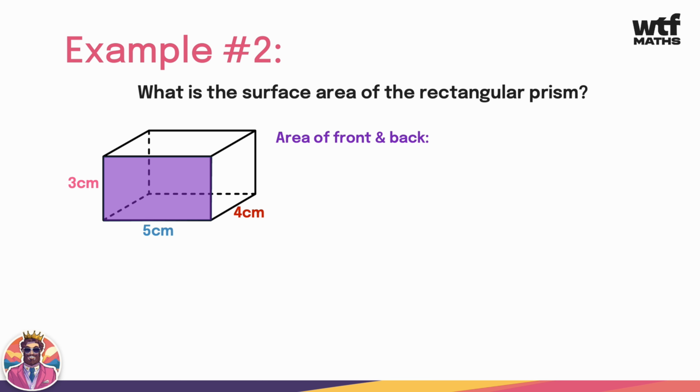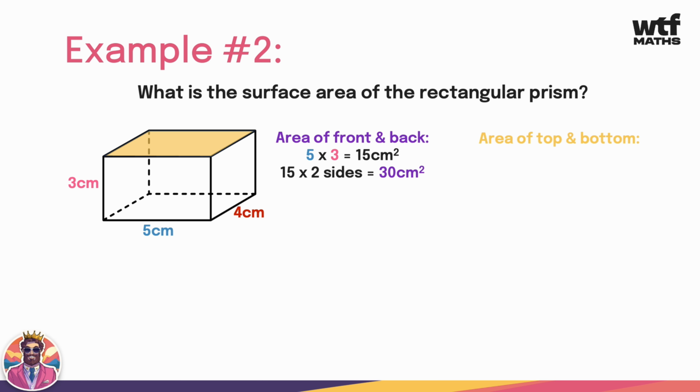So if I want to find the area of the front, I'll just go 5 times 3 is 15 centimeters squared. And then I'll times it by 2 because the front and the back will be the same dimensions. So the front and the back add to 30 centimeters squared. The next sides I can focus on are the top and the bottom. So if I just work out the area of the top, I would have to do 5 times 4 is 20 centimeters squared. Now because the bottom is exactly the same, I'll just times by 2 to get 40 centimeters squared.